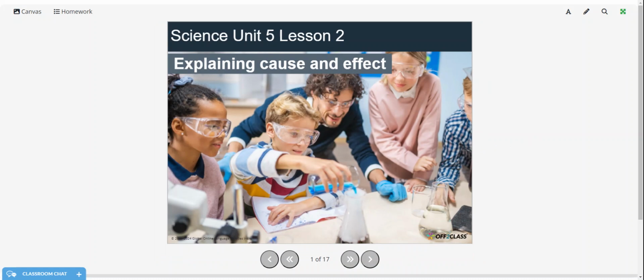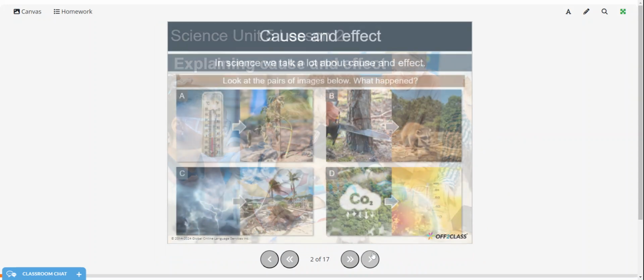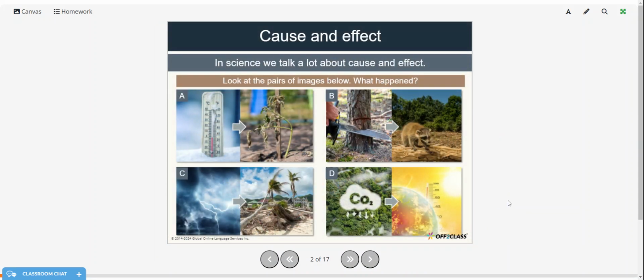This is a B1 level science lesson and today we're going to be explaining cause and effect. So in science, we talk a lot about cause and effect. And so you can look at the images, the pairs of images, and see if you can explain what happened.